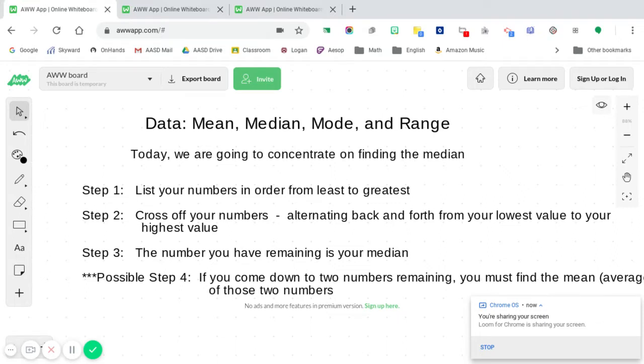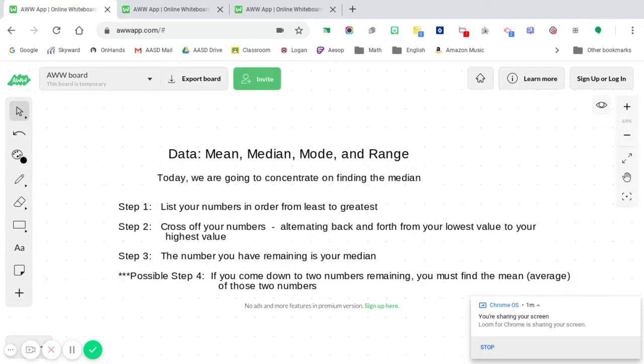Now, a lot of times with finding the median, there is a special step that sometimes is required. If you come down to two numbers that are remaining, you can't cross them both off because you won't have any numbers left. But if you come down to those two numbers, you must find the mean or the average of those two numbers. So let's take a look here at our first example.